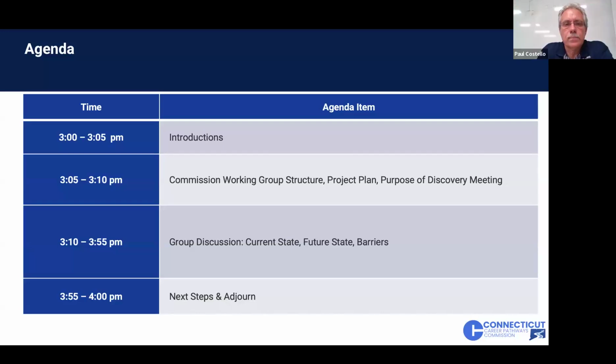And then the bulk of what we're doing today is a group discussion that I'll set the stage for. But we're really going to talk through the current state, what's happening now, future state, what we would want to see, and the barriers to getting there as it relates to student access to career pathway programs.